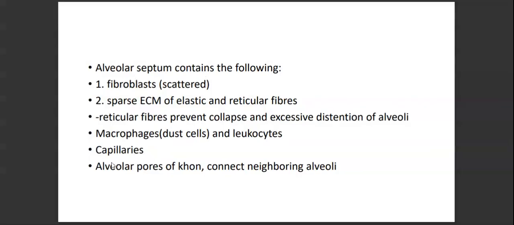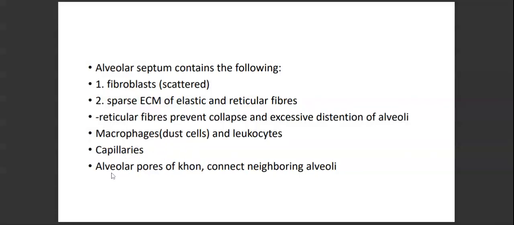The other thing that we find in the alveolar septum are the capillaries. And why should there be capillaries? Capillaries are getting so close to the alveoli to facilitate gaseous exchange. And that is why you find these capillaries in there.